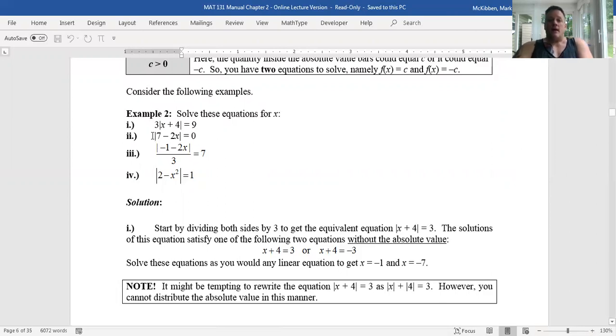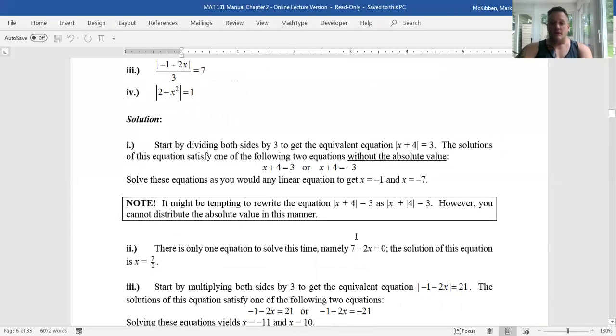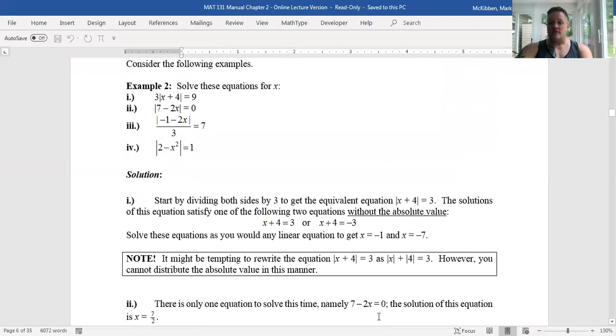All right. For number 2, you have the absolute value of something already equals 0, right? So from the previous case, we know that the only way that can be satisfied is if the inside itself is 0. And so I get 7 minus 2x equals 0. If you solve that for x, you get 7/2.